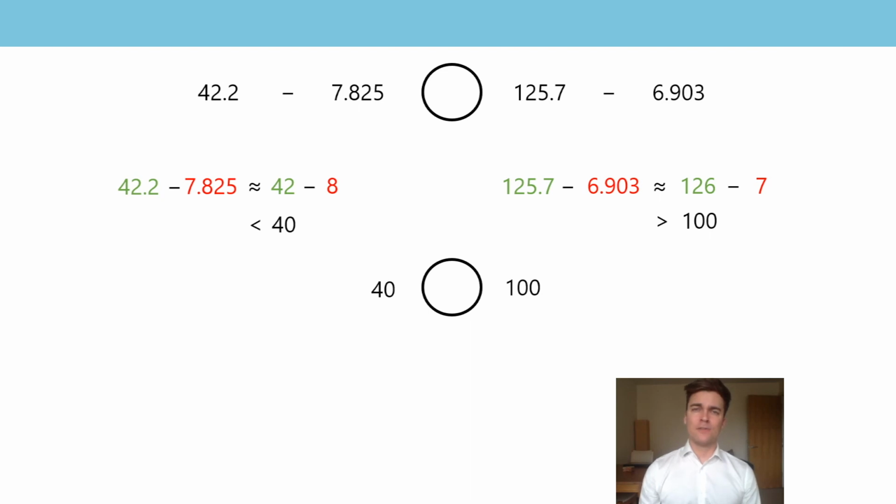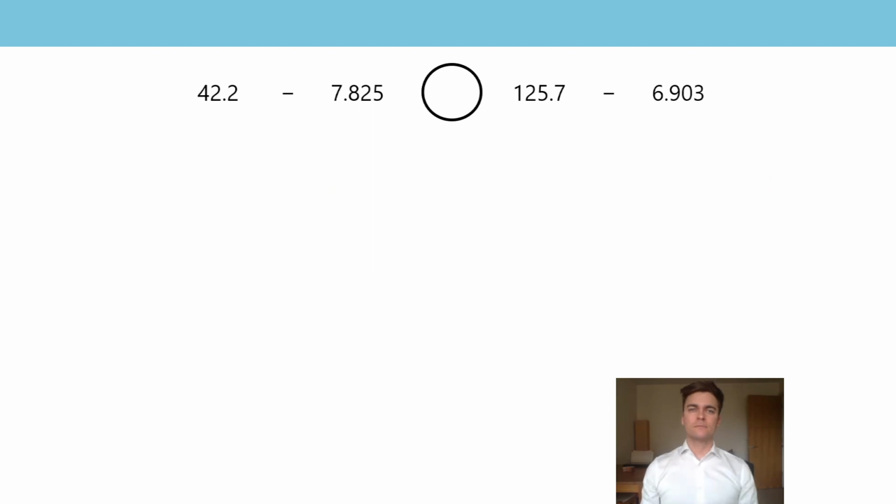Read it out for me with the missing symbol, please. 1, 2, 3. 40 is less than 100. And we can use that and refer back to the original problem. Our approximate differences of the left and right hand side expressions with the missing symbol filled in.